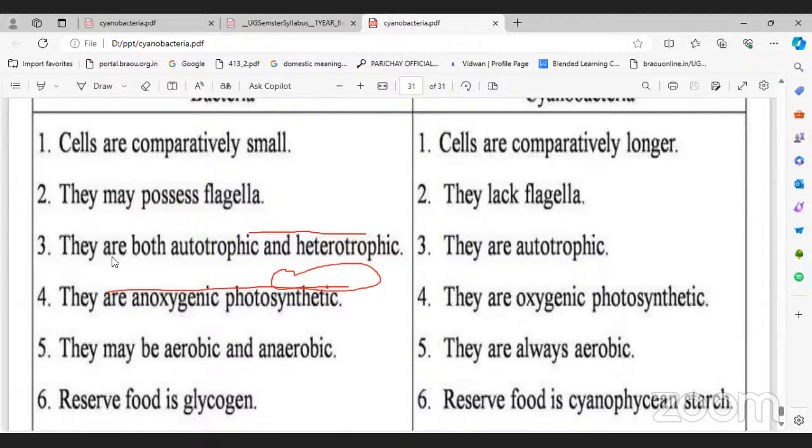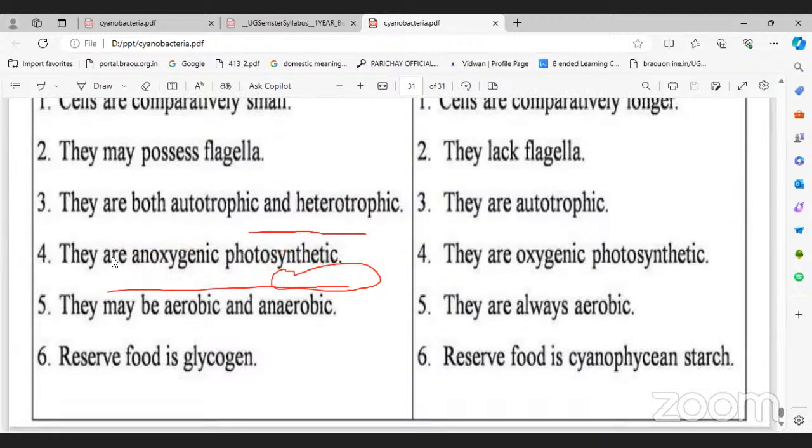Is it okay? Any doubt in cyanophyceae? Right. So tomorrow's class we will discuss the general characters of fungi. If you learn the fungal general characters, and also some fungal diseases, these are the most important from an exam point of view.